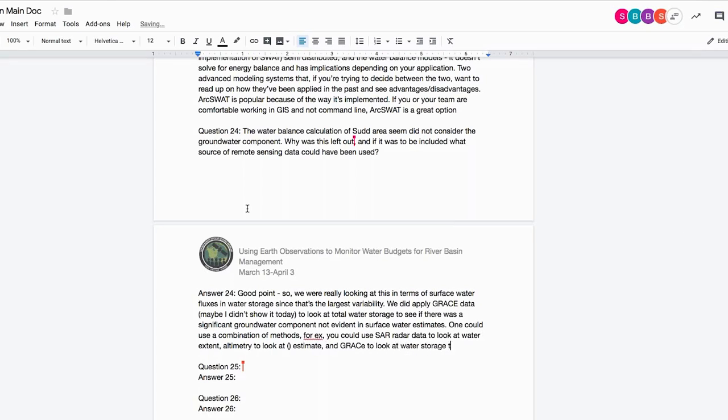And I believe we looked at that and found that it was not huge, but I'll be honest, that was a couple of years ago and I don't remember the details. But we found that the surface water was the component that was most relevant to our question.